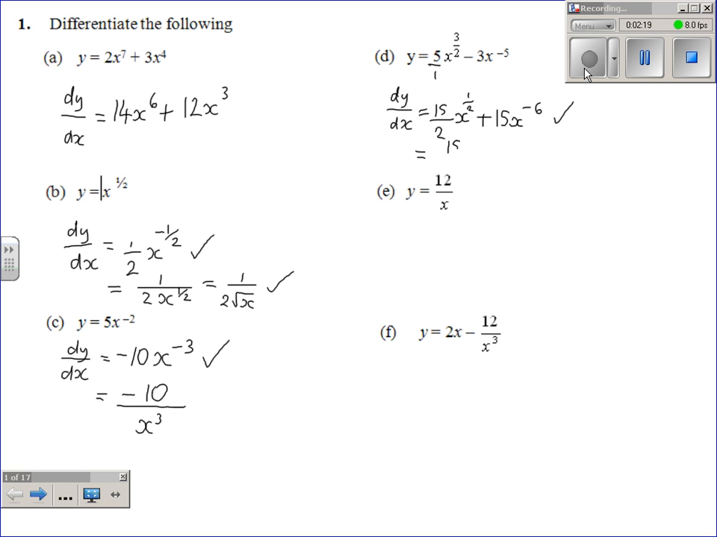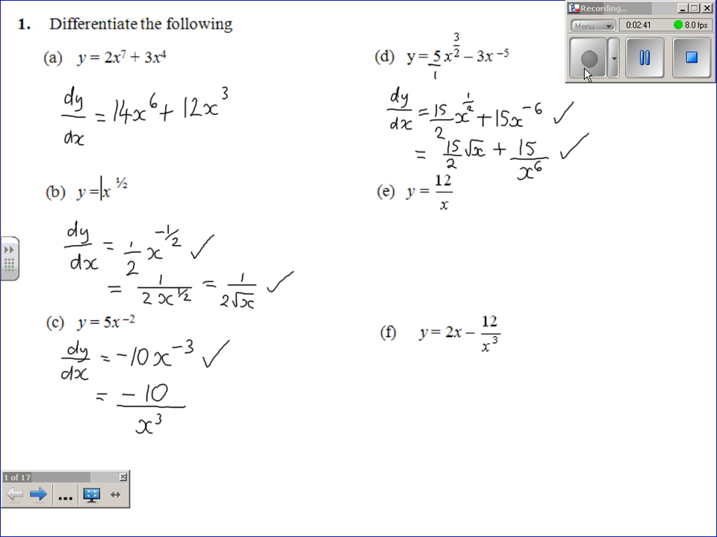You've got 15 over 2, so leave that as it is. X to the power of a half is the same as the square root of x. And then on this last bit here, 15 is on the top, keep it on the top. X to the power of negative 6, we can make that negative 6 positive by bringing it down to the denominator. And we've done that, and then that looks even nicer, and we're done.